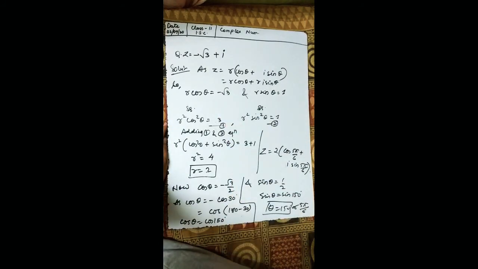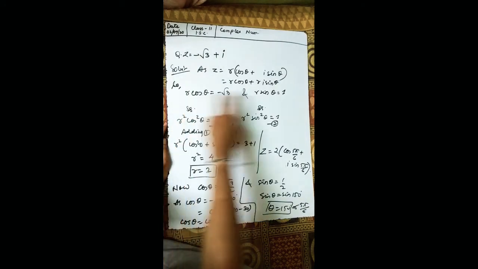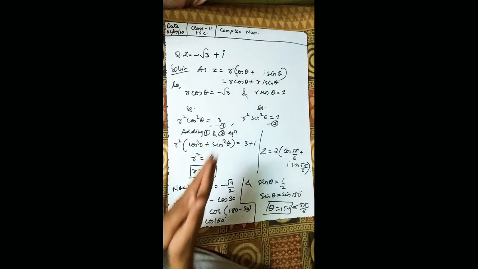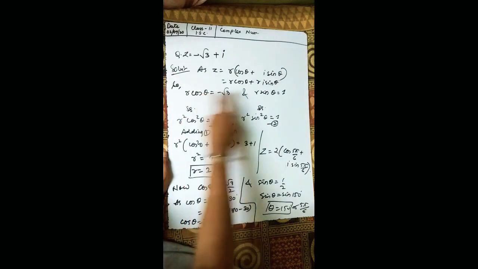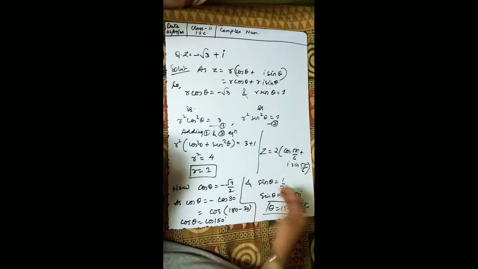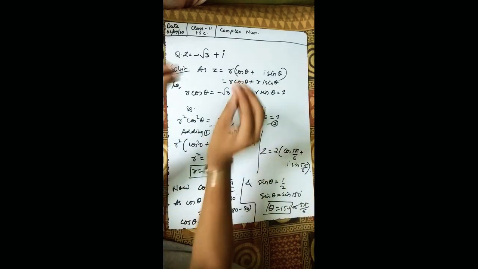So let me give you a quick algorithm of solving the question. First of all, you write r cos theta, r sin theta, square it, add it, then you will get the value of r. Then you put in the values of cos theta and sin theta and solve for theta. You get the r and theta values and just need to put them in.